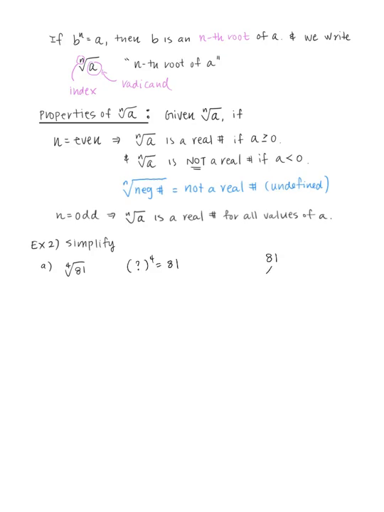Do you guys remember doing this? 81. Can you think of what times what gives 81? 9 and a 9? All right, and then what? This is 3, 3. And 3, 3. So it looks like we have 4 copies of 3's. And this is telling us that 3 to the fourth power is going to give us 81. So here we have 3 to the fourth equals 81. Therefore, the fourth root of 81 is going to be 3.